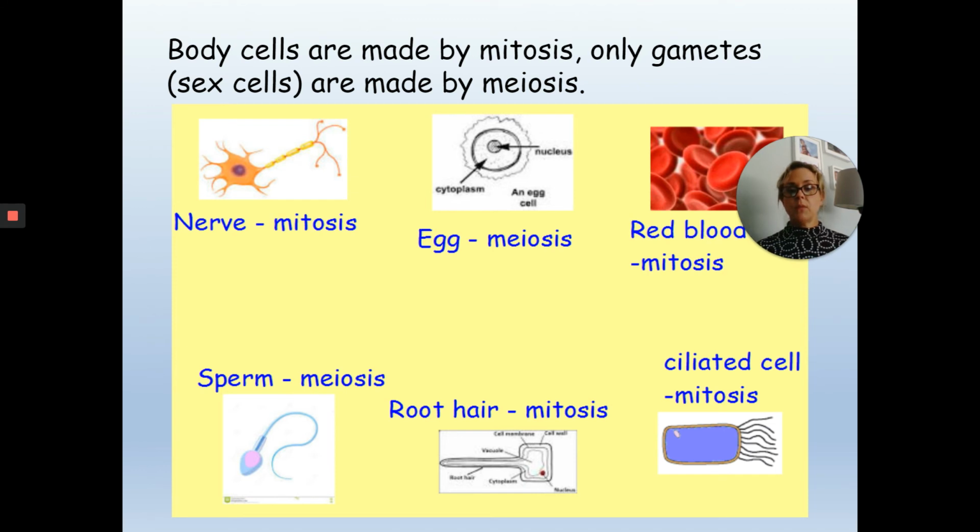So just a few more bits of information here. Normal body cells are made by mitosis. As you know, that is for growth and repair. It is only gametes, our sex cells, the egg and the sperm, that are formed through the process of meiosis. These are the only cells in our body that only have 23 chromosomes. The reason for that is that when the egg and sperm fuse, they need to have a total of 23 pairs.